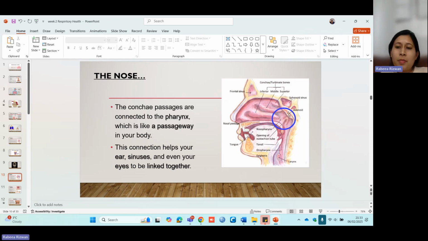So let's now discuss the pharynx. It's actually a muscular tube that provides the air passage to enter and the passageway to go into the lungs. The pharynx connects with different parts. A passageway is linked with the mouth, and when it's linking with the mouth, we call it the oropharynx. When it's linking with the nose, the nasopharynx. It also connects with our ears, sinuses, and eyes, linking them together.